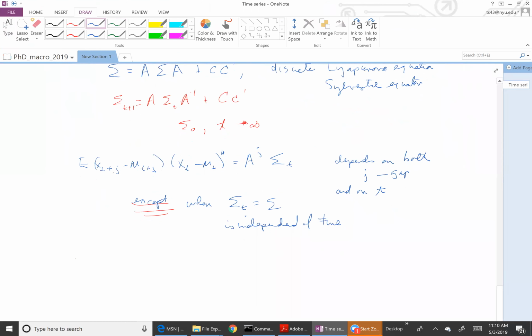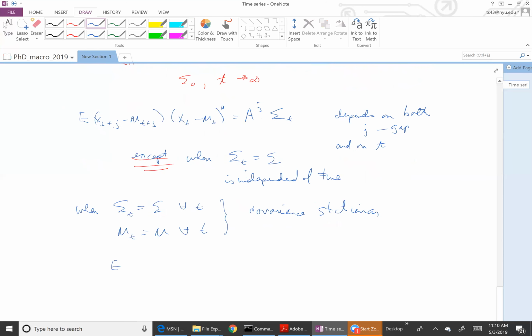Okay, so the situation is when sigma t equals sigma for all t, and mu t equals mu for all t. The process is said to be covariance stationary, in which case E of x t plus j minus mu times x t minus mu transpose is just equal to a to the j times sigma. There's no t. I don't need to keep track of the t there.